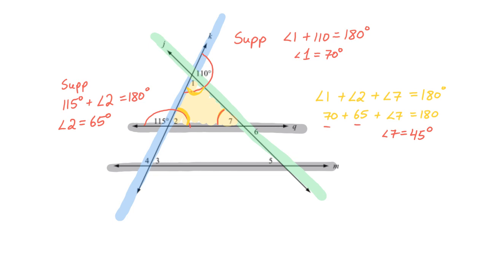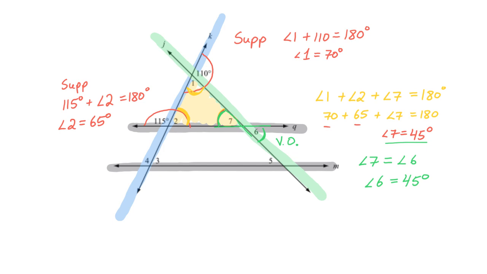Now I move a little bit lower. Looking at my picture, I see two lines crossing over, and I notice that angle 7 and angle 6 are vertically opposite. Vertically opposite angles are the same, so angle 7 is the same as angle 6. So that means angle 6 is also 45 degrees because we said that angle 7 was 45 degrees.